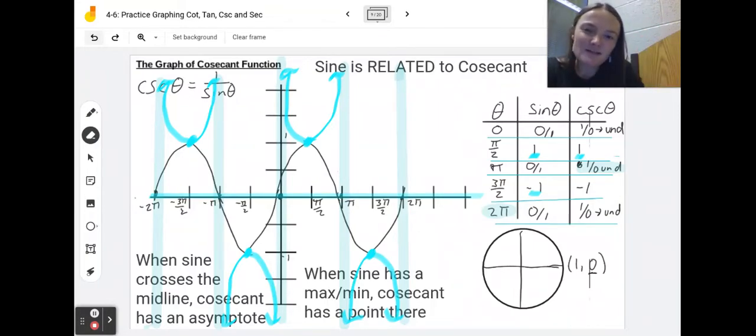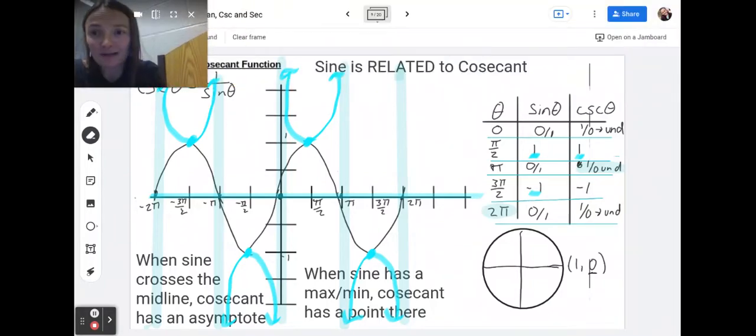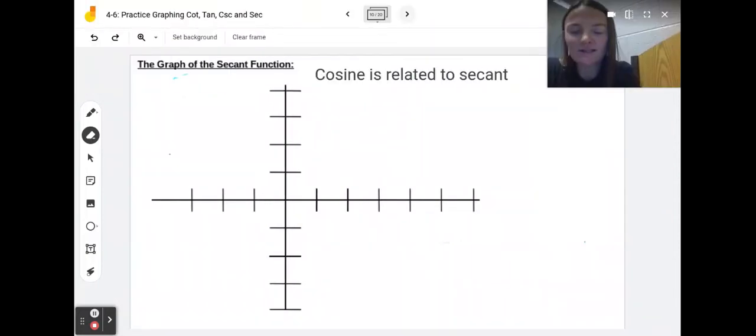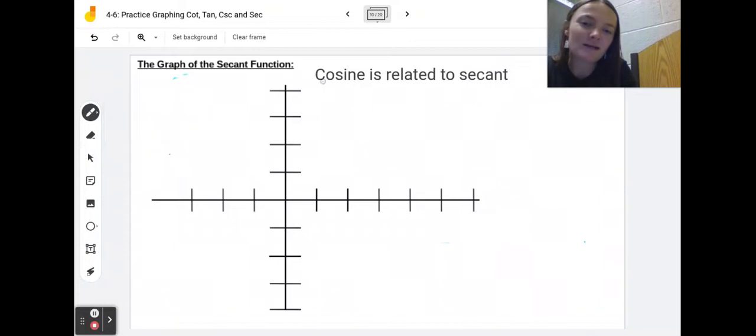Okay, so this process is going to be how we get the cosecant function, and a very similar process is going to get us the secant function. So secant function is going to be really similar. The main thing we need to remember here is that cosine is related to secant. So what I want you guys to do is, to the best of your ability, go ahead and start graphing a cosine function, and I want you to graph it to 2 periods.